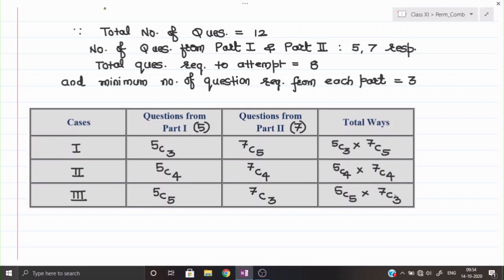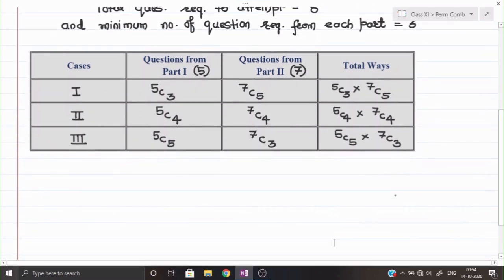Now from part 1 I cannot take 2 questions because below 3 is not possible. Similarly 1 question also I cannot take. So here only these 3 cases are possible where I select a minimum of 3 questions from both parts, and the total number of questions will be 8. And these 3 cases will be 3 alternative solutions.